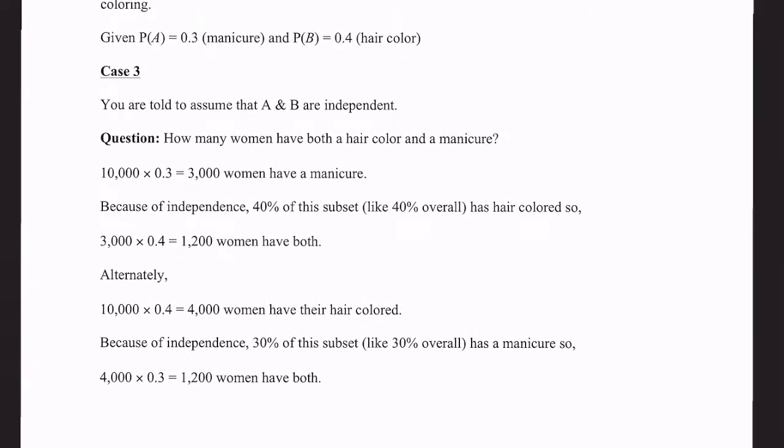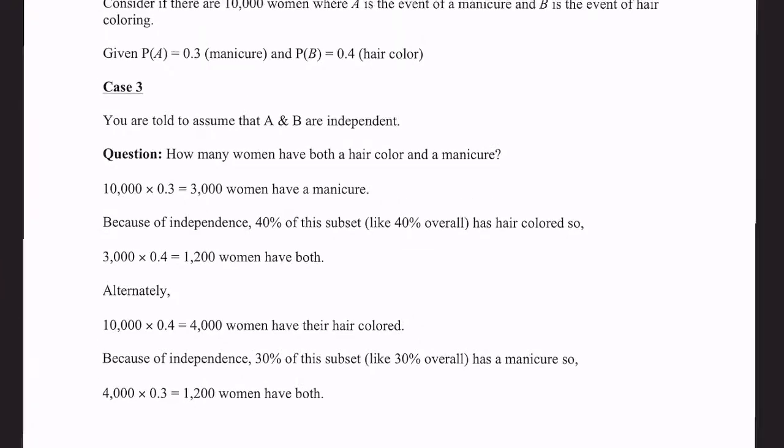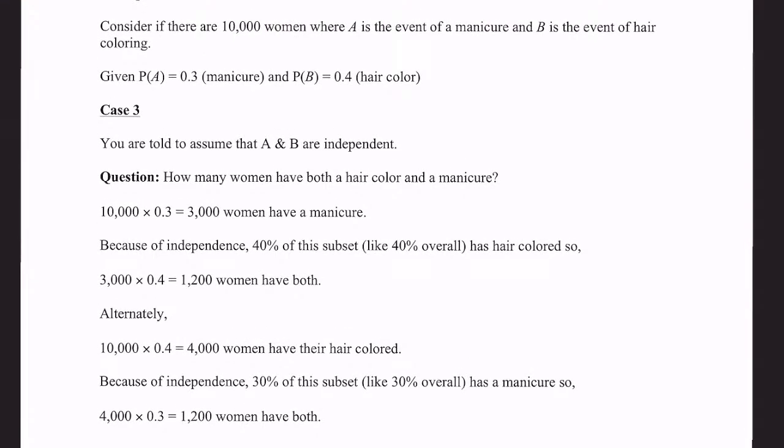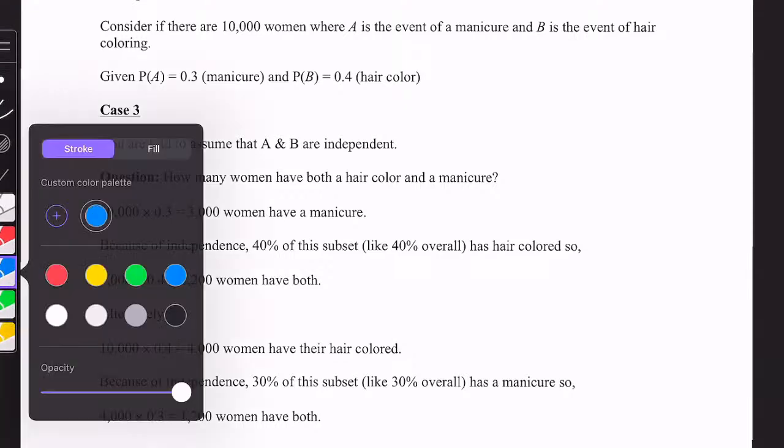Okay, so our example. Consider if there are 10,000 women. I'm going to write it down. If there are 10,000 women where A is the event of a manicure and B is the event of hair coloring, observing women, these 10,000 who go to a salon, the chance of A is 30% and the chance of B is 40%. So I give you that information. This is given.